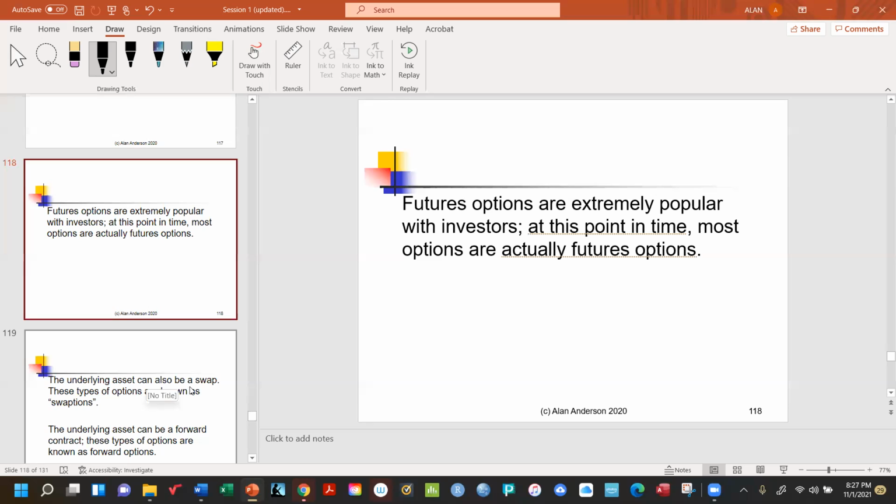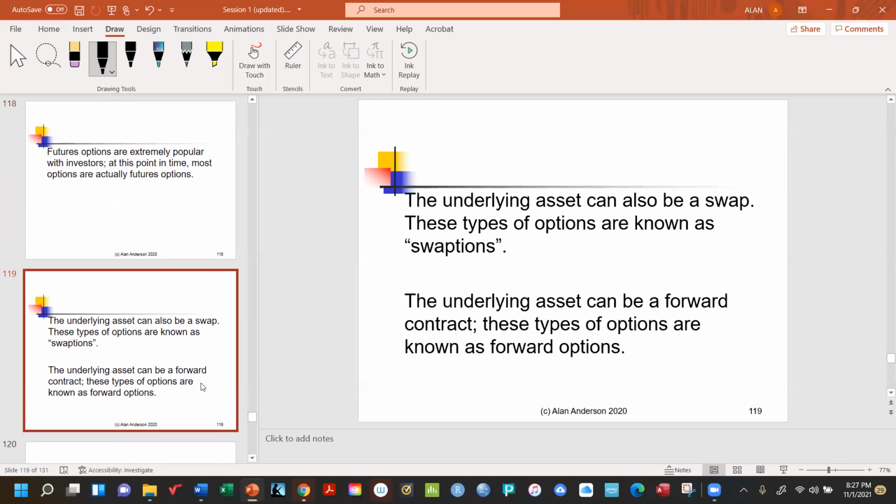And as I mentioned before, you can get into an option on a swap. It means you have the right to enter into that swap with a particular fixed rate. And those are called swaptions. And you can probably imagine that you can also enter into an option on a forward contract, and they're known as forward options. Okay, you have the right to enter into a forward contract, but not the obligation.